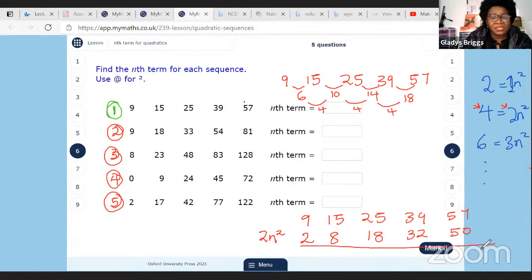Now subtract. 9 minus 2 is 7. 15 minus 8 is 7. 25 minus 18 is 7. So we know it's going to be 2n squared plus 7. Let's have a look.